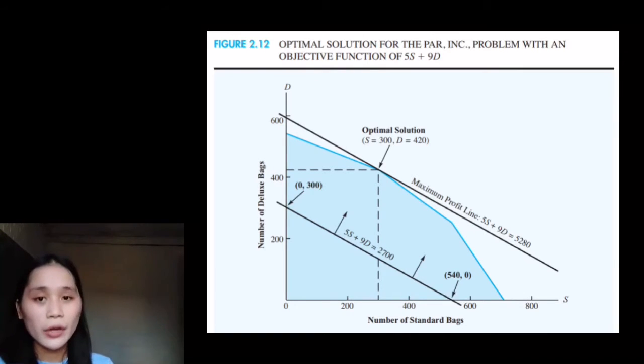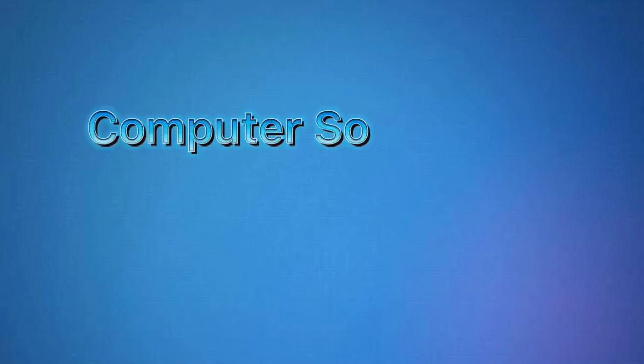The profit lines, on the other hand, have been changed to reflect a new objective function. We discovered the ideal solution by shifting the profit line in a parallel fashion towards greater profit values, as shown in Figure 2.12. At this point, the decision variable values.